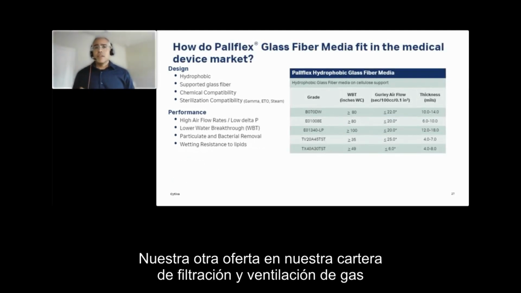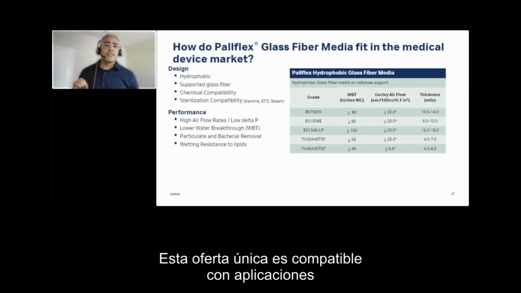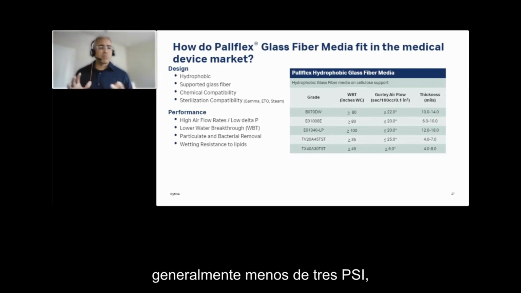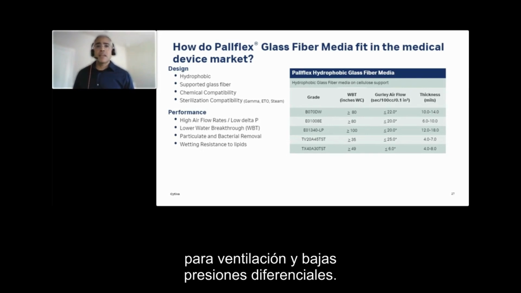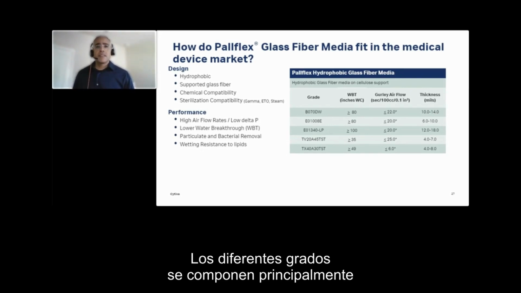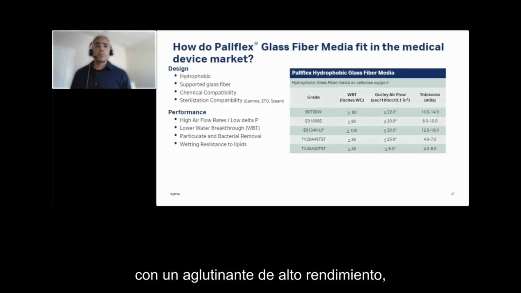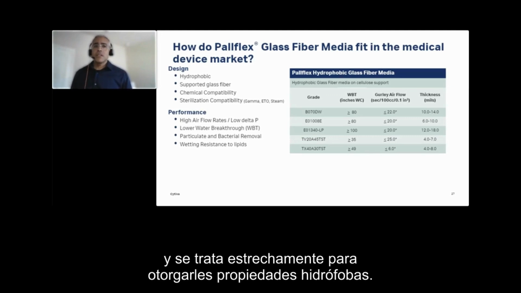Our other offering in our gas filtration and venting portfolio is the Pallflex family of hydrophobic glass fiber media. This unique offering is compatible with applications where they're using low system pressures, typically less than 3 psi, that require high airflow rates for venting and low differential pressures. The different grades are composed of primarily a glass fiber matrix with a high performance binder, and this is on a cellulose support, and post-treated to render them with hydrophobic properties.